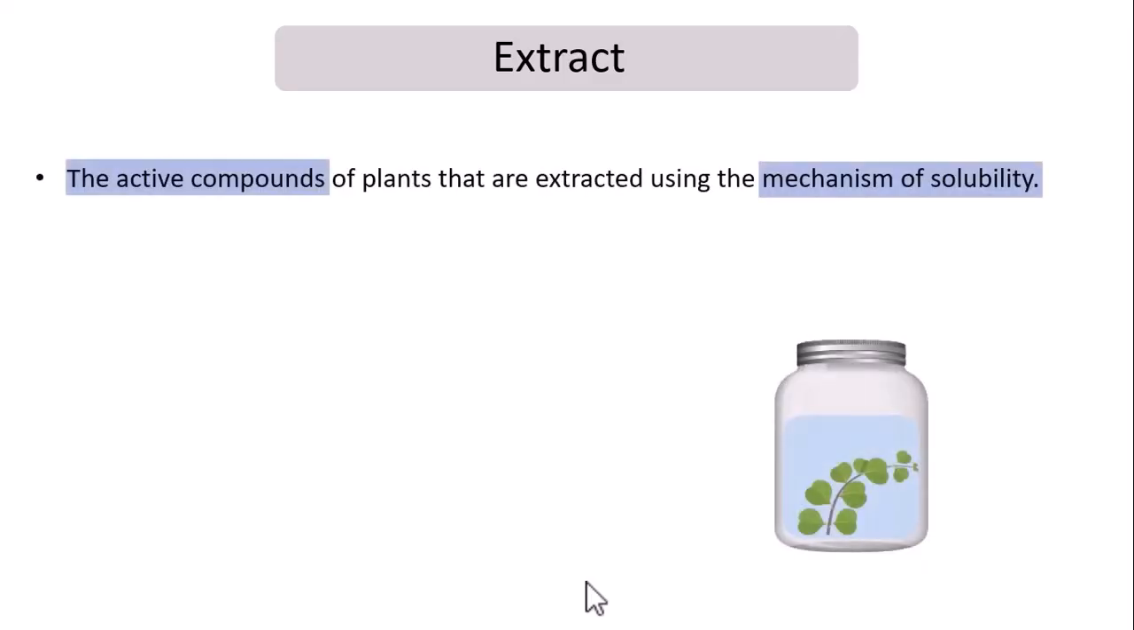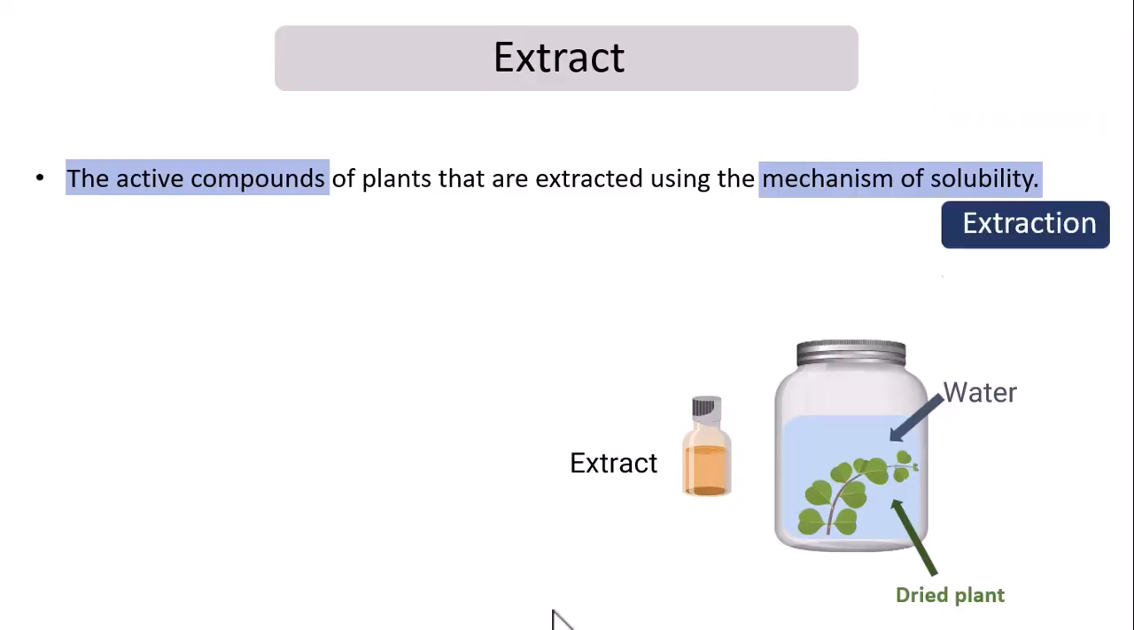An extract refers to the active substances of plants that are obtained from plants using solvent mechanisms. What does this mean? For example, imagine we have 10 grams of dried leaves of a plant and we soak them in 50 grams of a solvent, which in this case is water, and let them sit for a long time. The substances that are released from the dried plant and dissolve in the solvent are called the extract, and the process we just did is called extraction.